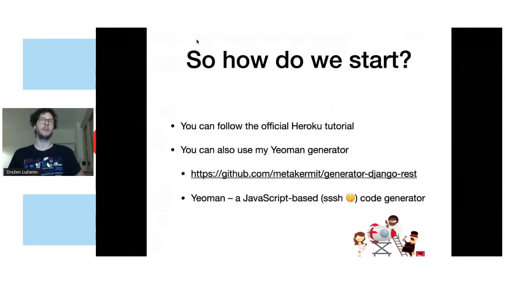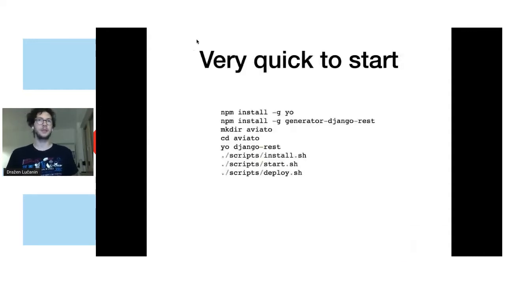So how do we start? Well, you can of course follow the official Heroku tutorial on getting started with hosting a Django app there. What I'm going to explain in this talk is how you can do it using this Django-rest YAML generator that I've created, and is open source. It's written in JavaScript, but don't tell anyone. There are reasons why I did it in such a way. And it's fairly easy to get started.